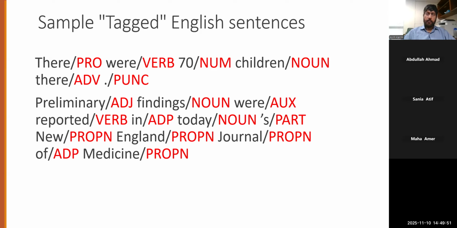So we have another example, and of course, we have a much larger tag set, so it includes auxiliary also, other words also, and so on. So this is the idea. Given a sequence of tokens or words, we want to get a corresponding sequence of tags.